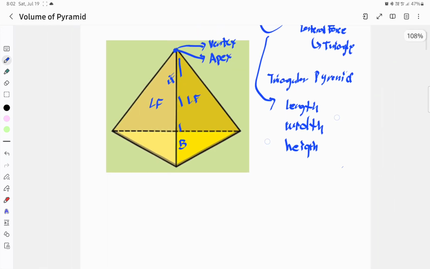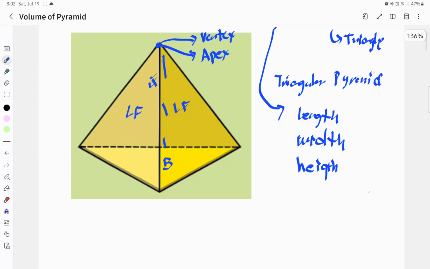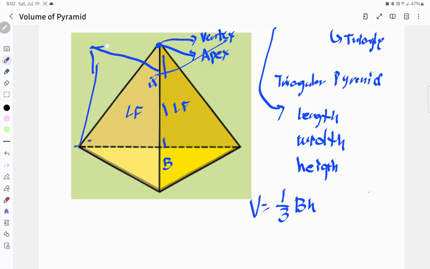Now, a pyramid has a proportion of 1/3 of the volume of a prism. So it goes with the base times height. This is the volume of a pyramid. It is just 1/3 because when you make this a prism, you can fill the prism with 3 times the volume of the pyramid.